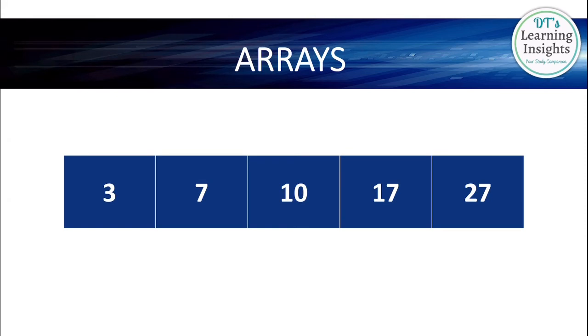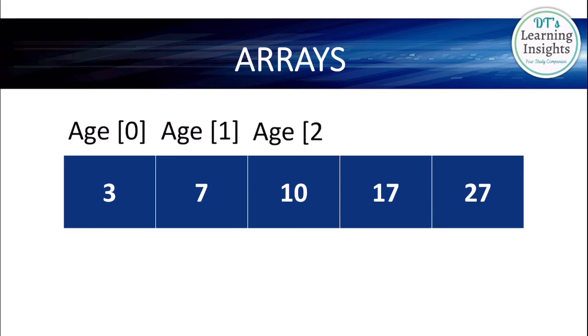Now, let us assume this to be the array age. The first element 3 is at the index 0. Second element 7 is at the index 1. Third element 10 is at the index 2. Fourth element 17 is at the index 3. And fifth element 27 is at the index 4.